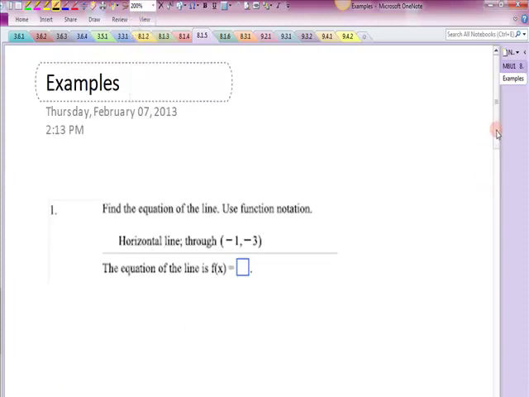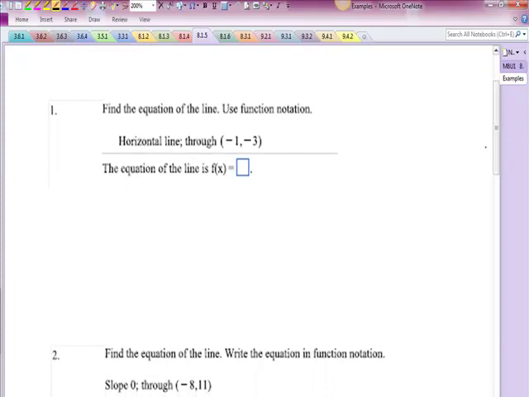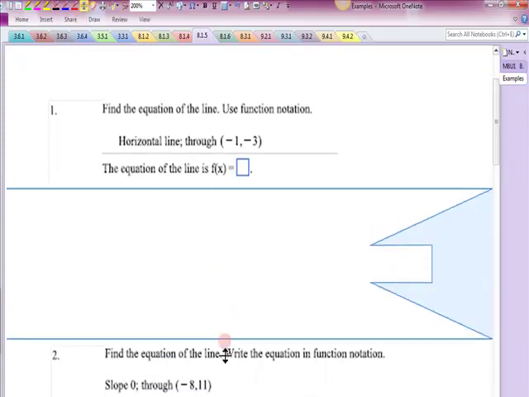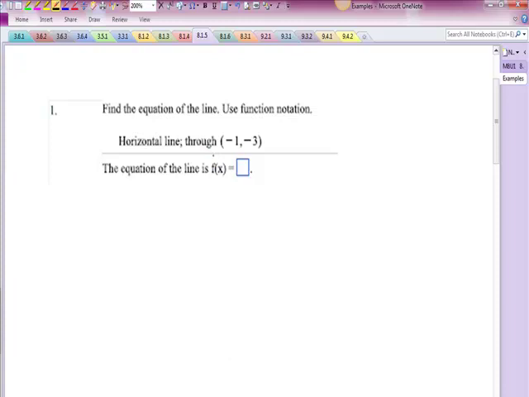All right, problem number 1. It says find the equation of the line, use function notation. It is a horizontal line, and it goes through the point (-1, -3). Now, in this one, the key is the fact that it says horizontal line. The minute it says horizontal line, you have to remember it is x equals something. Oh, I'm so sorry. The minute it says horizontal line, it is y equals something. You certainly have to get them straight. I'm so sorry about that mistake.